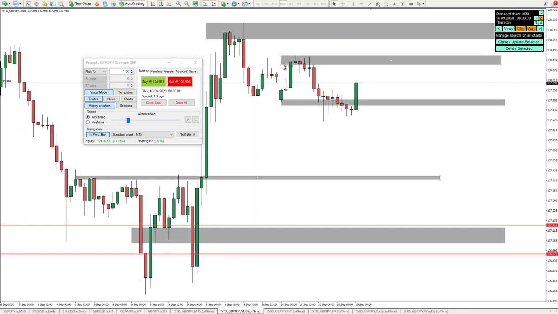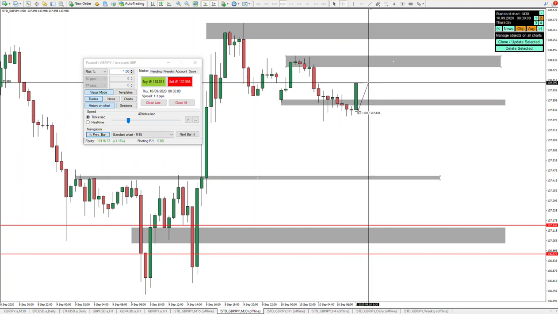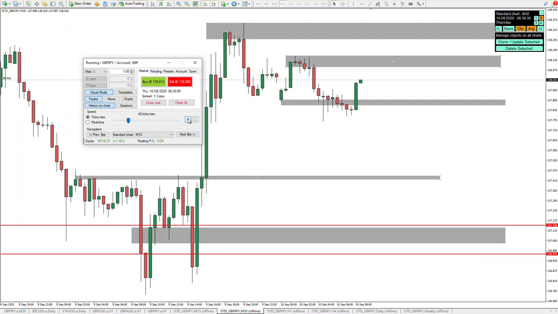We got to be aware we also have two resistances here. We just broke this resistance, which is beautiful, but we can't trade it. The stop would be like 18 pips and the target is only like 10 pips, 12 pips, so I can't trade. I'm eager to sell. Let's see what the coming hour brings.